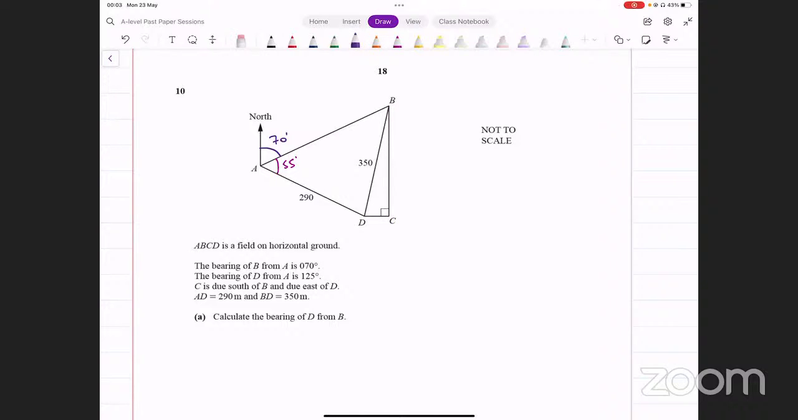AD length is given, BD length is given. Calculate the bearing of D from B. D from B. तो नॉर्थ कहाँ पे बनेगा? B के ऊपर. ये आपके पास नॉर्थ है. D की बेयरिंग चाहिए. D is here. So B से D पे जो लाइन ज्वाइन हो रही है, उसका एंगल यहाँ से देख लेते हैं. We need this angle. ये एंगल आपको चाहिए.